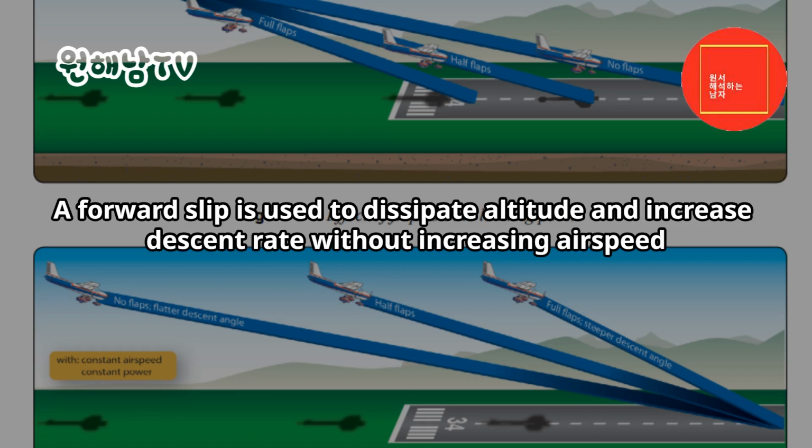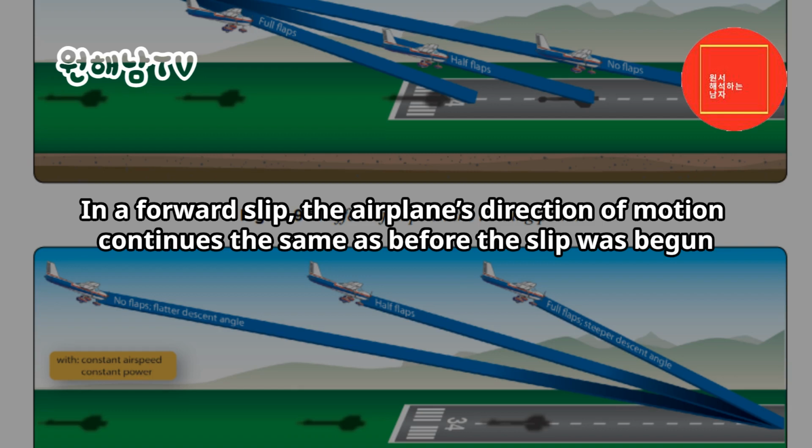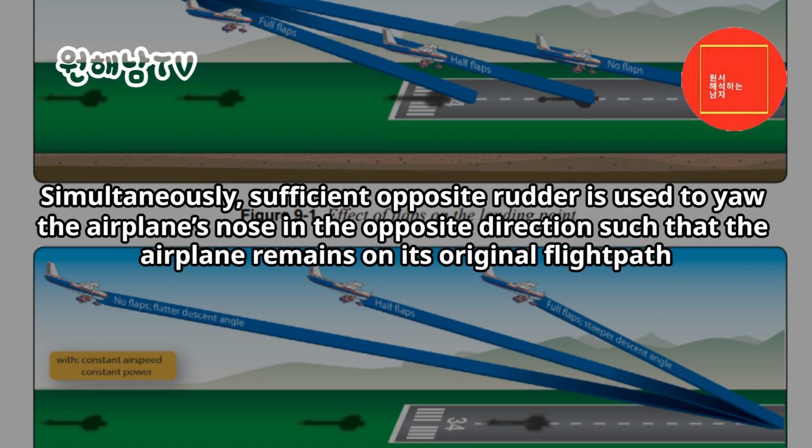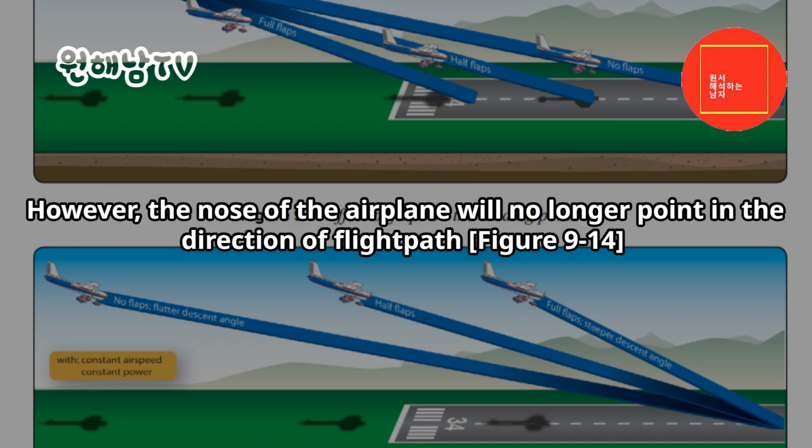A forward slip is used to dissipate altitude and increase descent rate without increasing airspeed. In a forward slip, the airplane's direction of motion continues the same as before the slip was begun. Assuming the airplane is originally in straight coordinated flight, the wing on one side is lowered by use of the ailerons. Simultaneously, sufficient opposite rudder is used to yaw the airplane's nose in the opposite direction, such that the airplane remains on its original flight path. However, the nose of the airplane will no longer point in the direction of flight path.